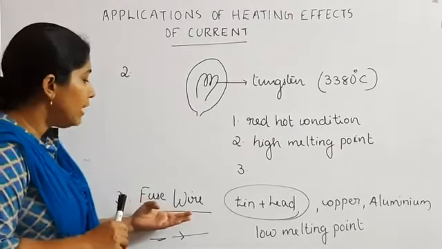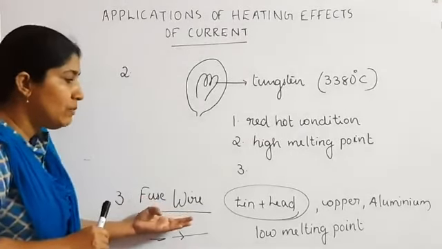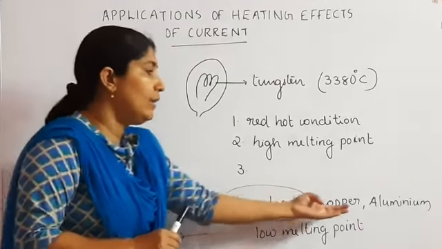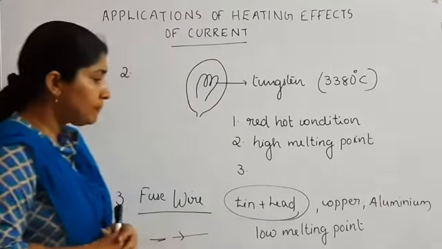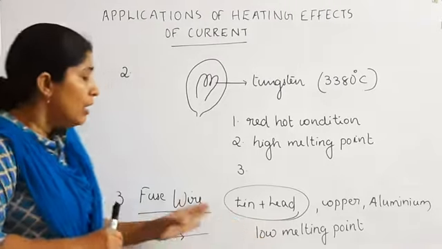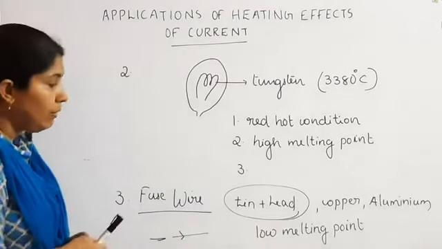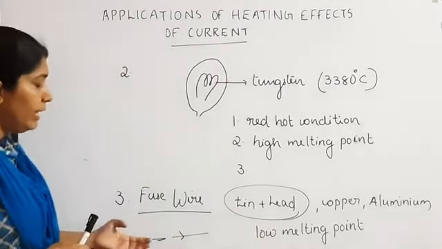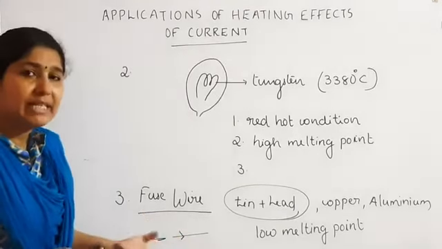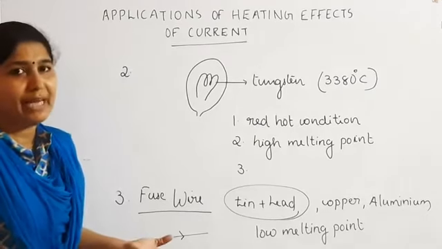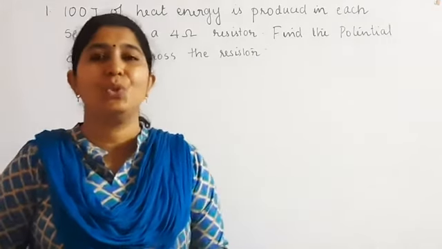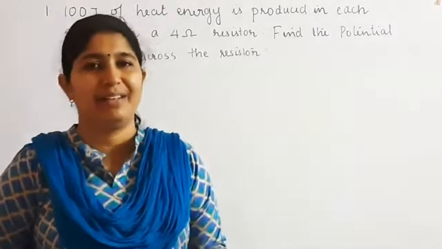And the third one is the fuse wire. Fuse wire is made up of an alloy of tin and lead, and copper or aluminium. These materials have a low melting point. Due to that low melting point, when electric current passes through this wire, it becomes heated up and begins to melt. So now we can do certain problems related to the heating effects of current.